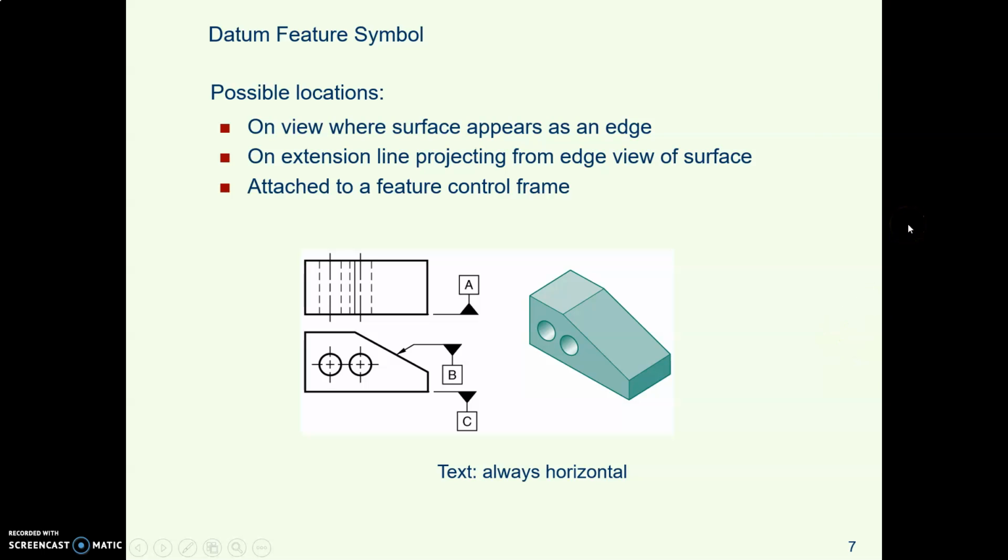If we're talking about a surface as a datum from which to take measurements, we can put this datum identifier, this suction cup thing, any place that is talking about a surface. So it could be on an extension line from the surface, or it could have a leader pointing to the surface. And like with all mechanical dimensions, the text stays unidirectional. It's always horizontal.